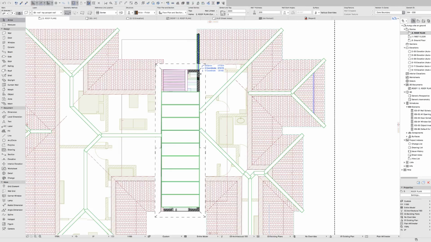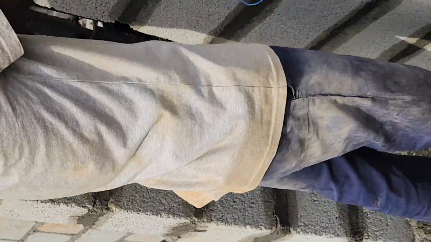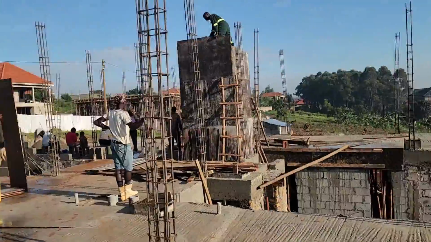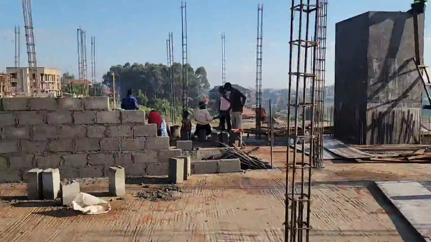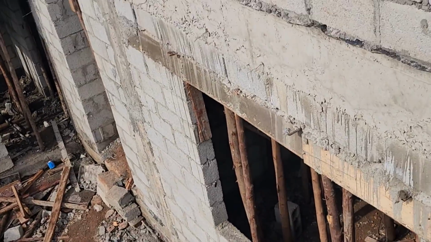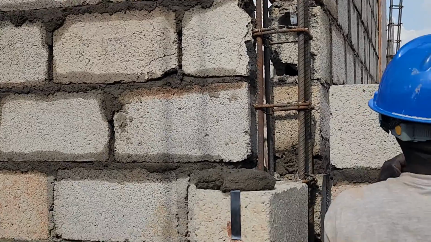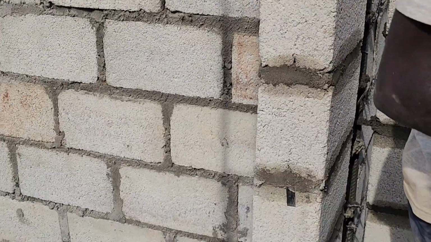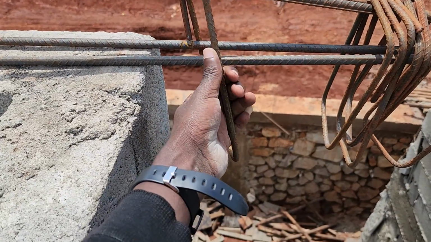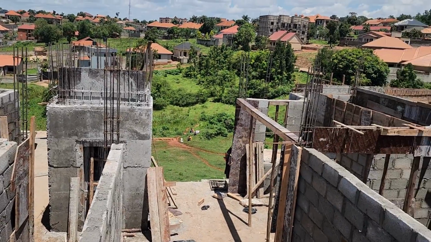To start with, we begin with the setting out process of the walls with the help of the architecture drawings. Then we do the extension of the first floor columns, attaching them onto the ground floor columns. Then we do formwork for those columns and cast them as well. Now we build the first floor walls to a height of 2.8 meters. When we reach 2.8 meters, we put a ring beam all over the top of the entire wall.